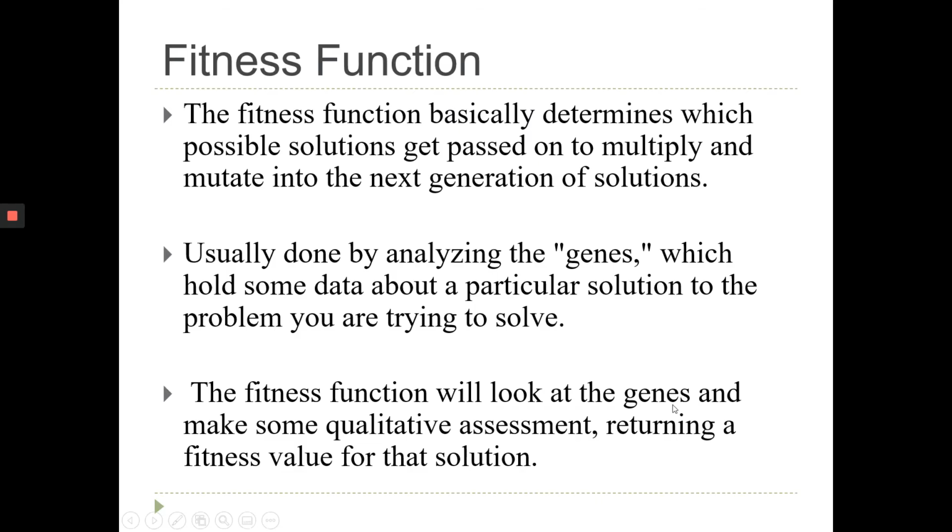So parent selection. In parent selection, as I said, it is based on the fitness function. The fitness function determines which possible solutions get passed on to multiply and mutate into the next generation of solutions. Usually by analyzing the genes, which hold some data about a particular solution to the problem you are trying to solve, the fitness function will look at the genes and make some qualitative assessment, returning a fitness value for the solutions.